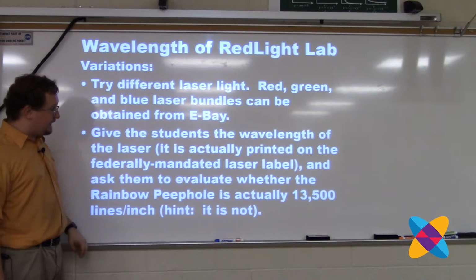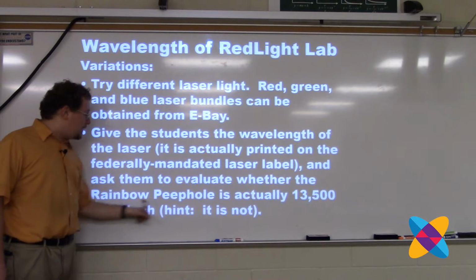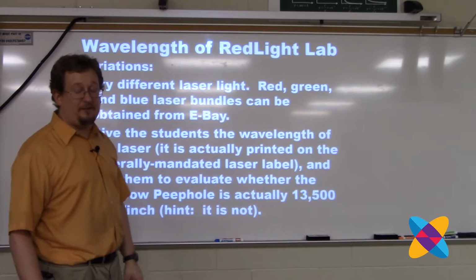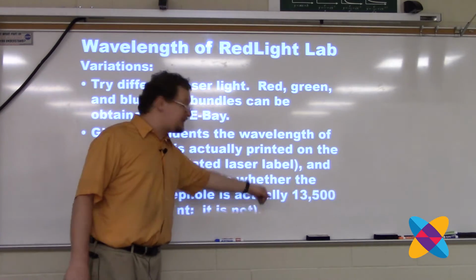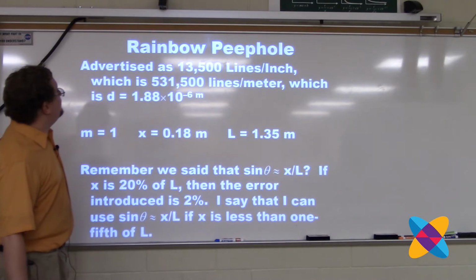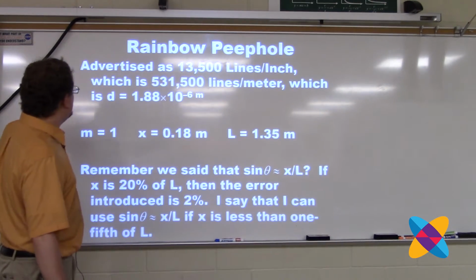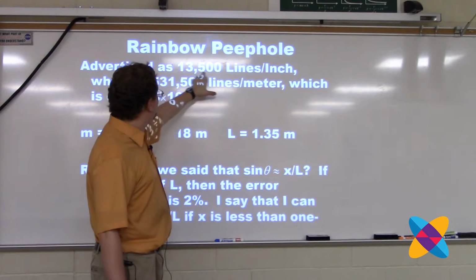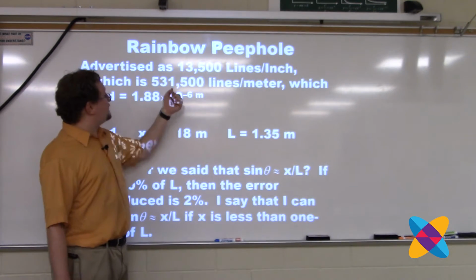Give the students the wavelength and then ask them to evaluate whether the rainbow peephole actually is 13,500 slits or lines per inch. That's what it's advertised as. 13,500 lines per inch. It's not. In fact, I didn't record myself doing this, but I have done it before. The rainbow peephole is advertised as being 13,500 lines per inch.